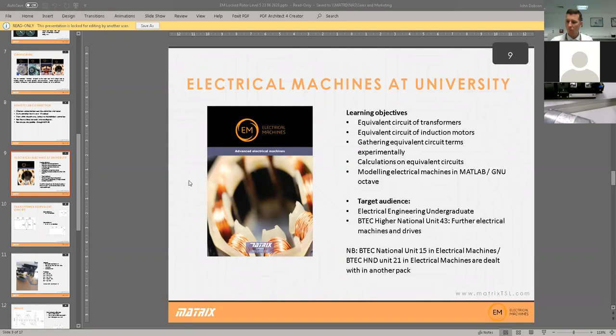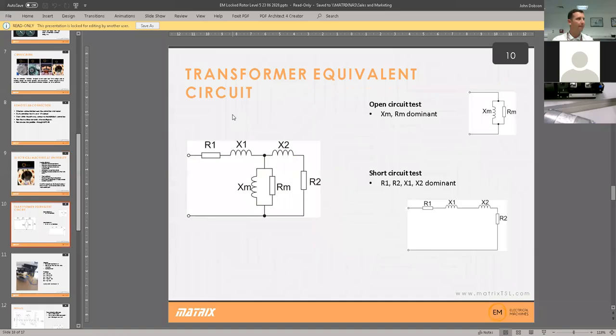So we start off with modeling a transformer. Essentially, we're talking about electrical machines, and as I'm sure you all know, the transformer is viewed as just another electrical machine. And a transformer is a nice place to start as far as students are concerned, because it's a relatively straightforward machine. So here you can see a pretty standard model of a transformer where we have essentially two circuits in parallel with each other.